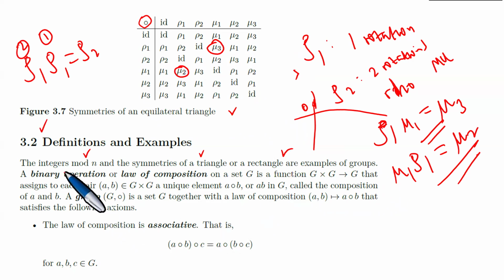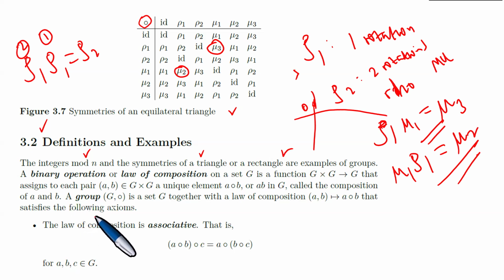The integers modulo n and the symmetries of a triangle or a rectangle are examples of groups. A binary operation or law of composition on a set G is a function from G cross G to G that assigns each pair (a, b) in G cross G a unique element, the composition of a and b, or ab in G, called the composition of a and b.